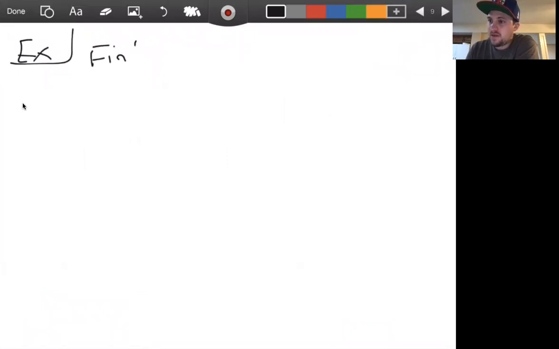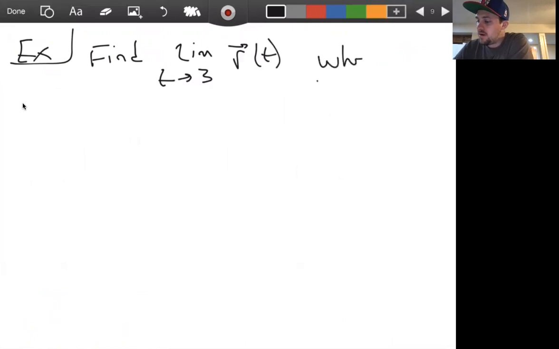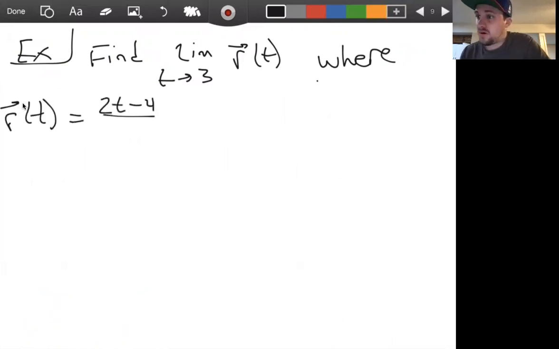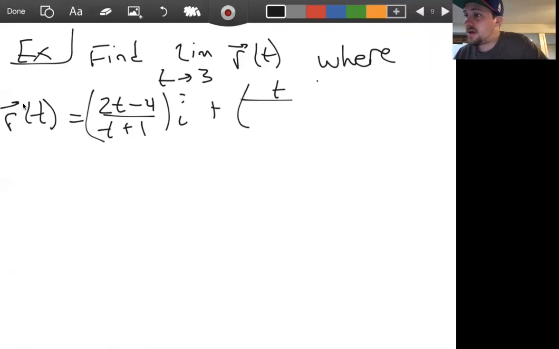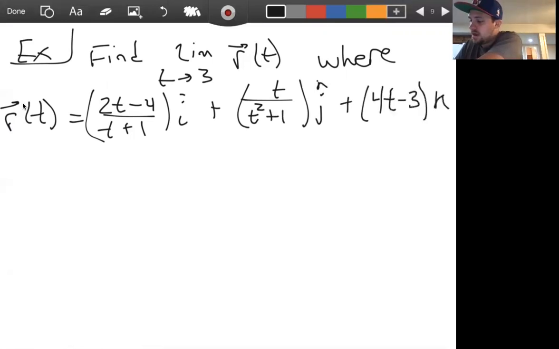So let's see an example. Let's find the limit as t approaches 3 of r of t, where r of t is equal to 2t minus 4 over t plus 1 i hat plus t over t squared plus 1 j hat plus 4t minus 3 k hat. So let's compute the limit of this vector.